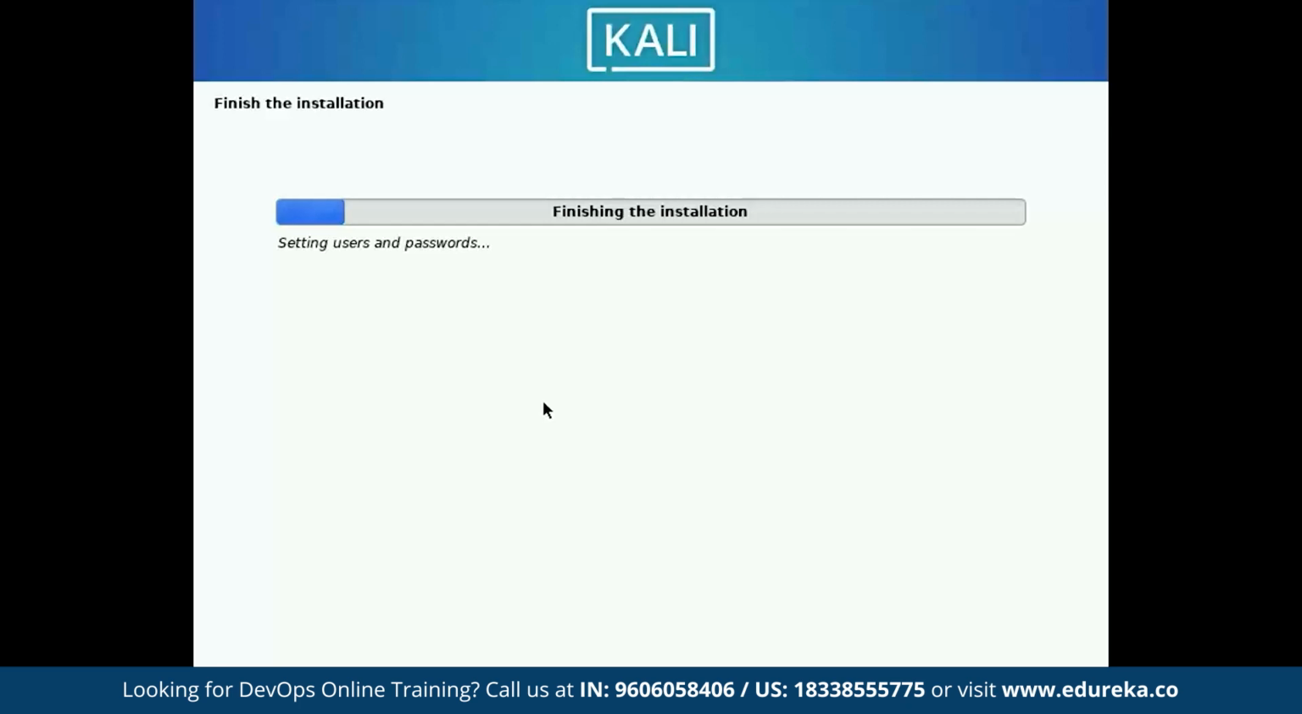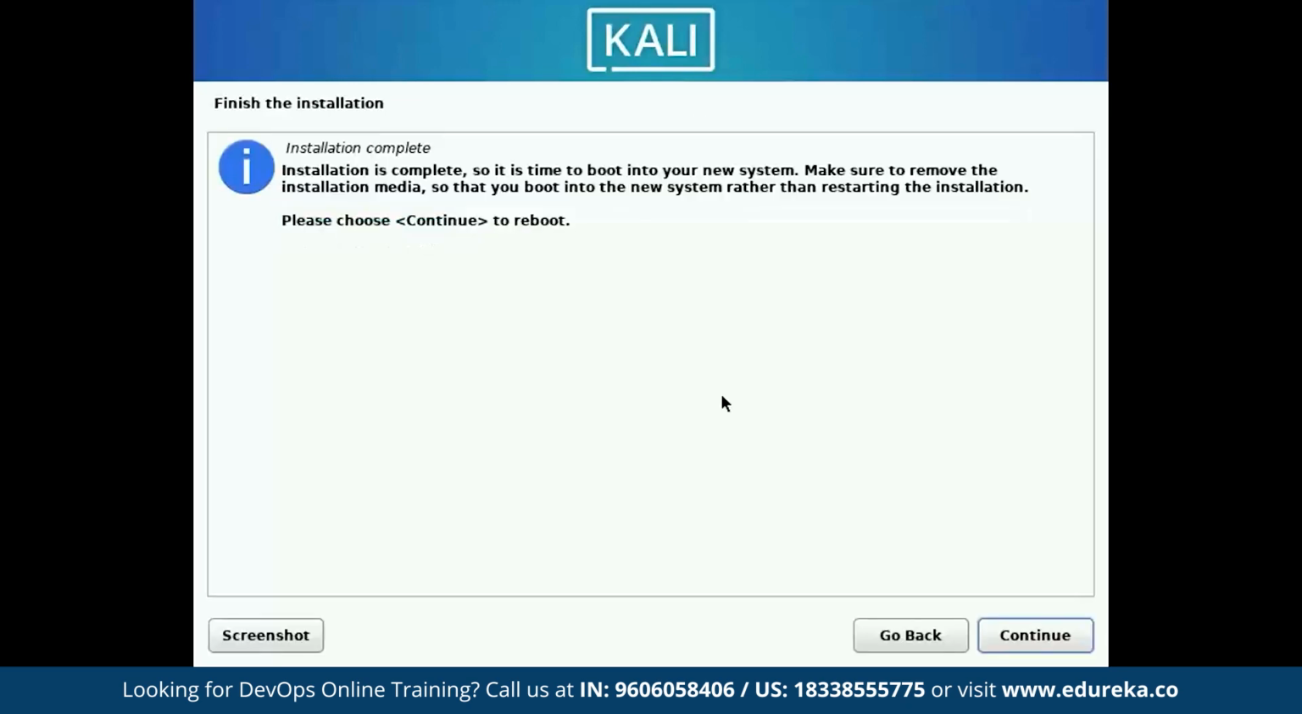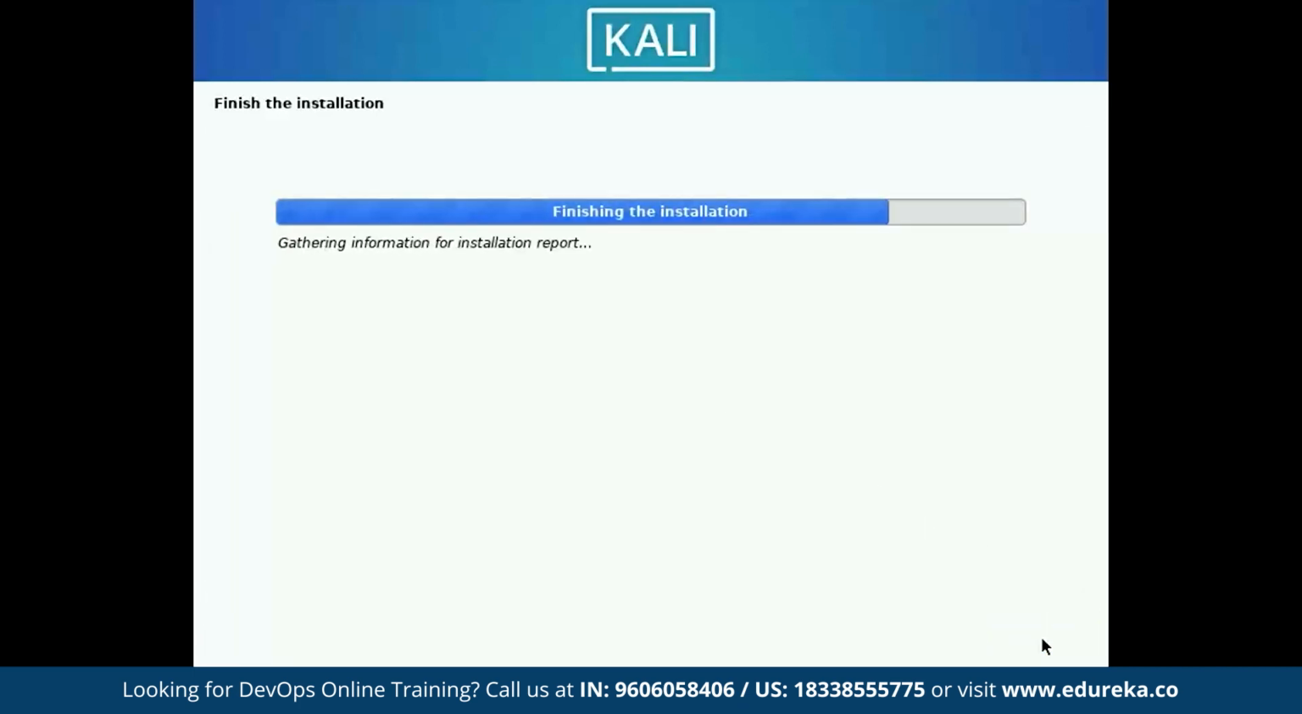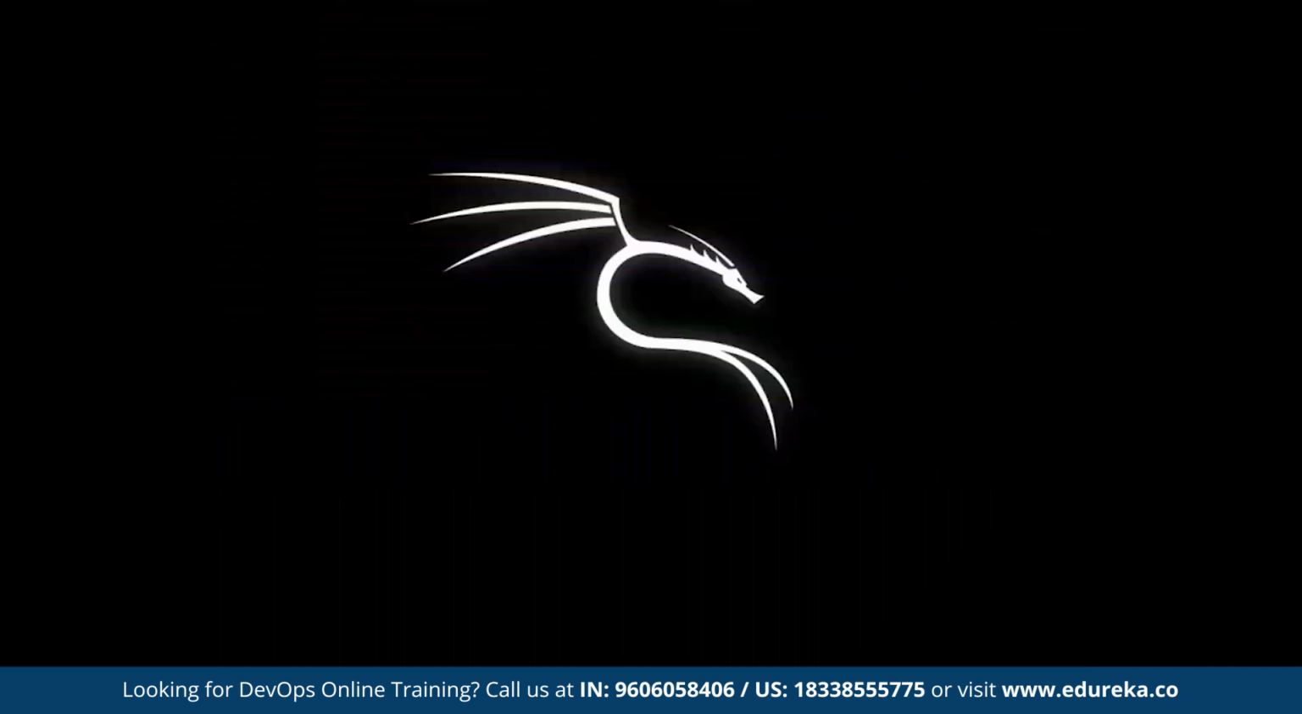So now we're finishing the installation where they're setting up the user ID, the username, the host name, and once it finishes up, you can basically use Kali Linux. So as you can see, the installation has now been complete. Now what you have to do is just click continue to reboot the system, right? So as you can see, Kali Linux has successfully been installed in our system with VirtualBox.